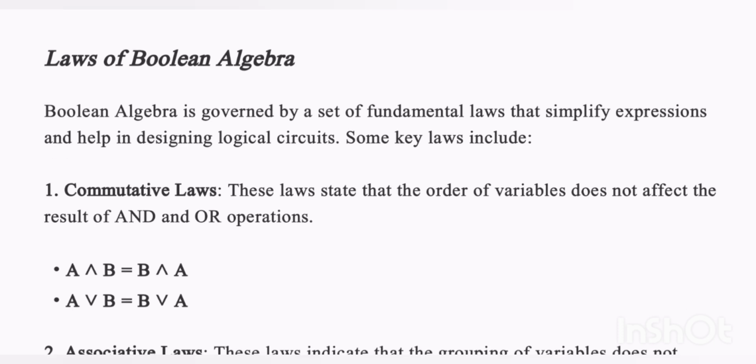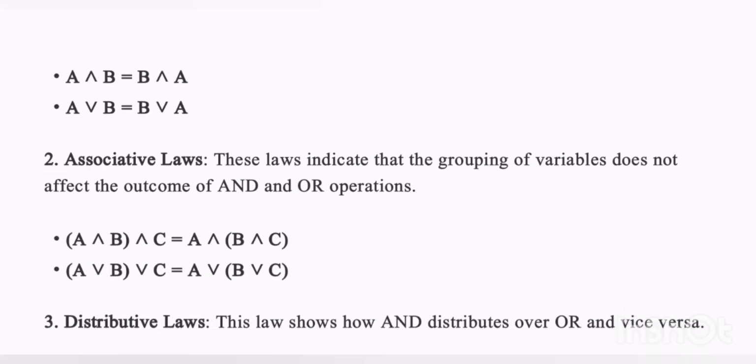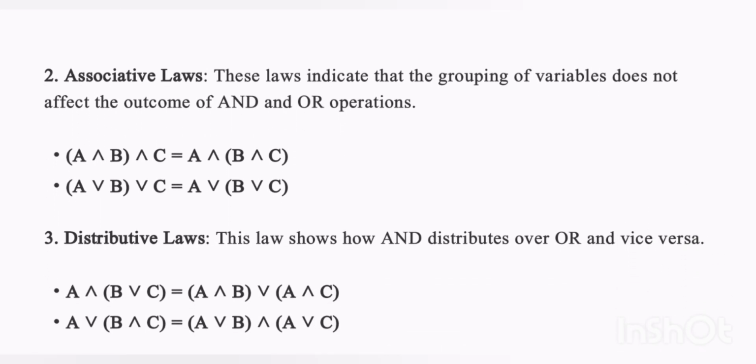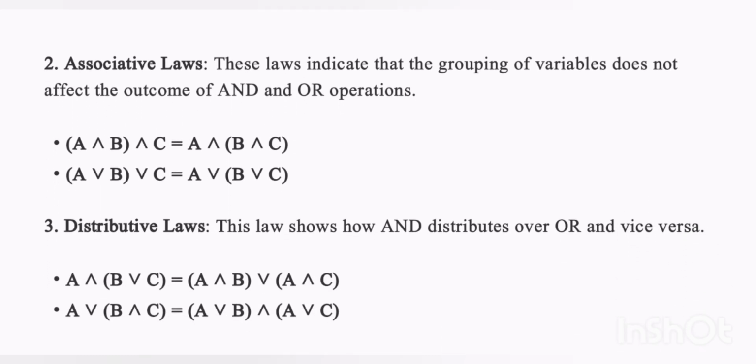Laws of Boolean algebra. Boolean algebra is governed by a set of fundamental laws that simplify expressions and help in designing logical circuits. Some key laws include: 1. Commutative laws. These laws state that the order of variables does not affect the result of AND and OR operations. AB equals BA. 2. Associative laws. These laws indicate that the grouping of variables does not affect the outcome of AND and OR operations.